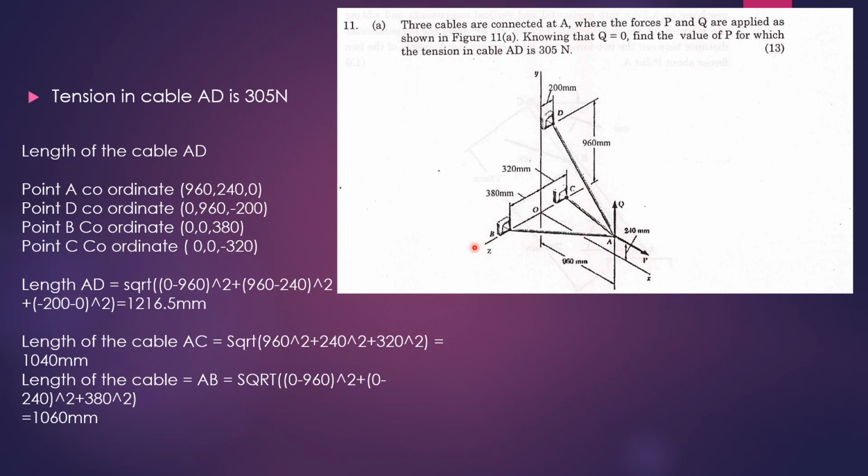If you take a three-dimensional graph with two points, P1 (x1, y1, z1) and P2 (x2, y2, z2), then the distance between the two points is the square root of (x2 minus x1) whole square plus (y2 minus y1) whole square plus (z2 minus z1) whole square. It's a mathematical formula. In the same way, we find the length AD, and with a similar formula, the length of cable AC and the length of cable AB. So we find all the lengths of these cables.